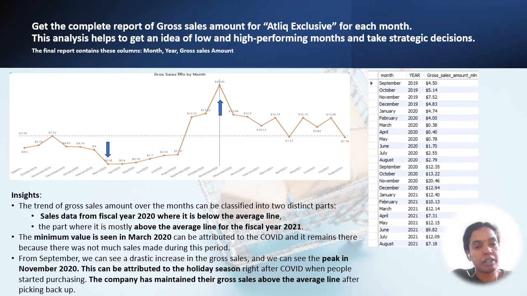And our company has managed to maintain a higher sale for the following months, which can be seen by the average line. I have shown the average sales line, and you can see the later part of the sales remains above the average line, which is a good thing done by our company.